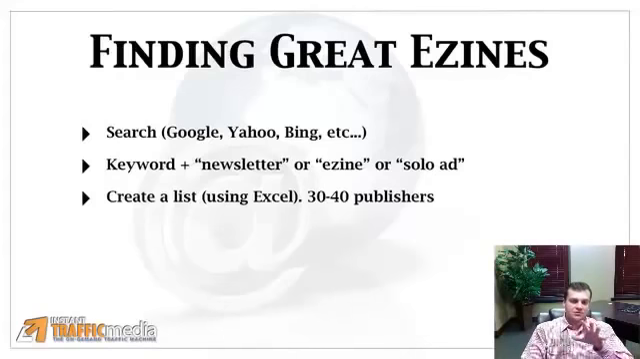Personally, I like Excel, so I prefer Excel. And I want to create a list of 30 to 40 publishers. Now, we're talking about e-zines right now, okay? 30 to 40 publishers. The reason we need 30 to 40 is because, again, remember, not everything is going to be gold. There's going to be a lot of dirt. So we're going to have to go through quite a bit of dirt to get a few of those really, really good ones. Out of 30 to 40, you may have maybe 3, 4, 5 really, really good ones.